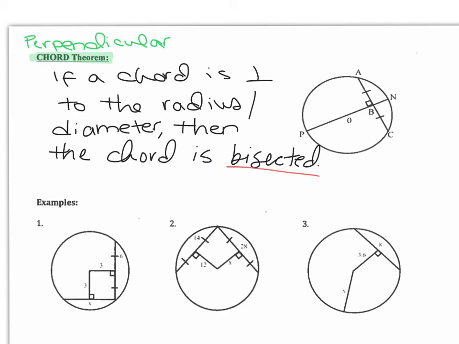So the word bisected means what? Well, it means that they're cut into two equal pieces. They're congruent. It's cut in half. So if you look at this picture, here's my diameter. Here's my chord. Sorry, my dog's growling in the background. Notice my diameter is perpendicular to my chord. And now notice AB and BC are congruent.